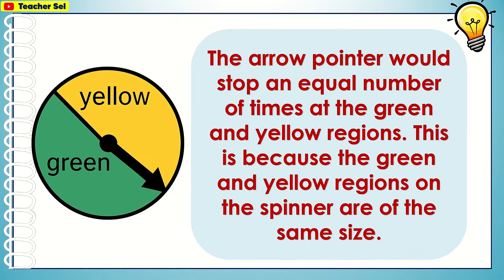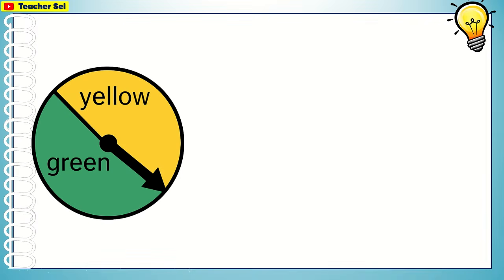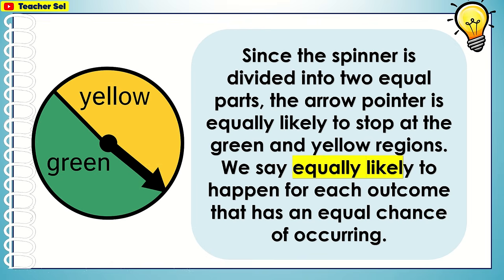The arrow pointer would stop an equal number of times at the green and yellow regions. This is because the green and yellow regions on the spinner are of the same size. Since the spinner is divided into two equal parts, the arrow pointer is equally likely to stop at the green and yellow regions. We say equally likely to happen for each outcome that has an equal chance of occurring.